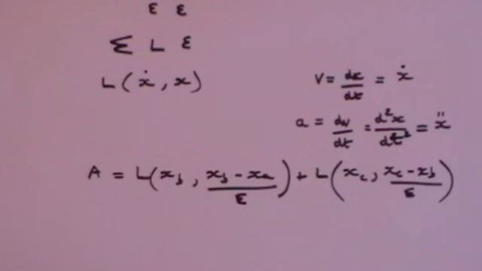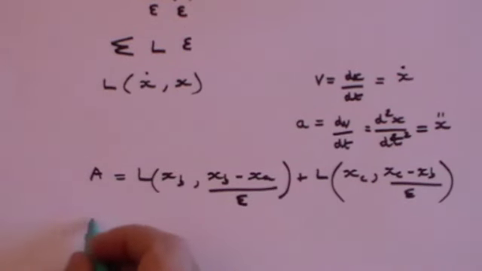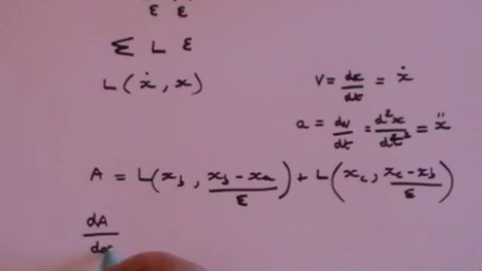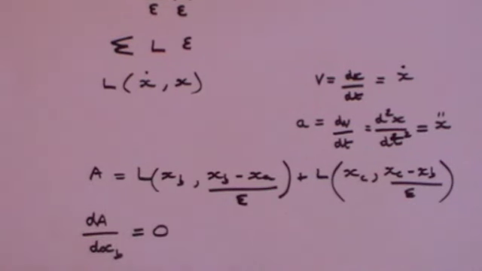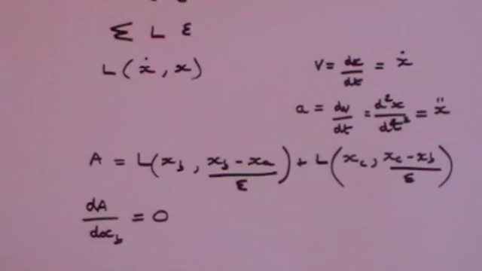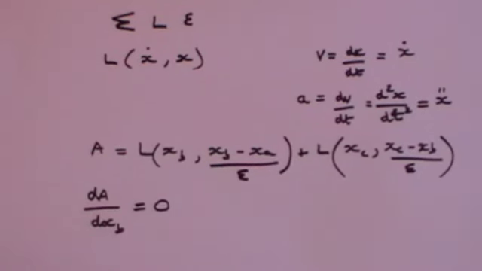Now remember that the points xa and xc are fixed because those are my starting and finishing positions. The only variable is xb, and we want to know why the ball actually went through position xb. And we're told that the reason is that if you look at dA by dxb, that will equal 0. In other words, that's the minimum or the least action. So let's now differentiate these Lagrangians with respect to xb.